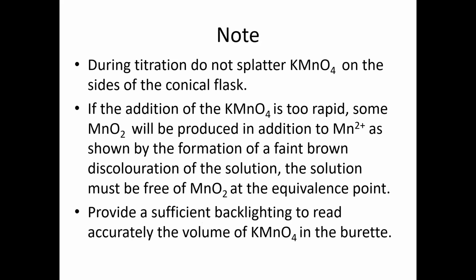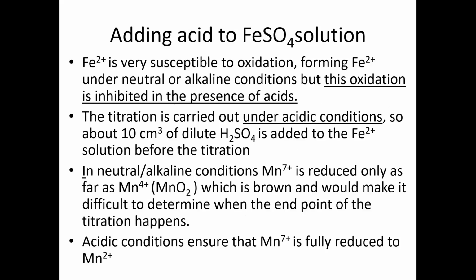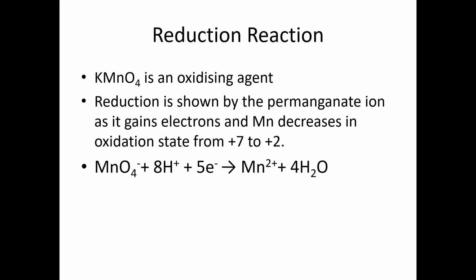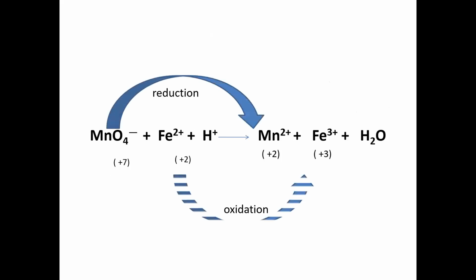When you are doing this titration, you make sure that you don't splatter your KMnO4 on the sides of the conical flask. Your KMnO4 is in your burette, and your reactant will be in your conical flask. So you are going to add it drop-wise. And as you are adding, you'll see the color changing until you have a permanent color change.